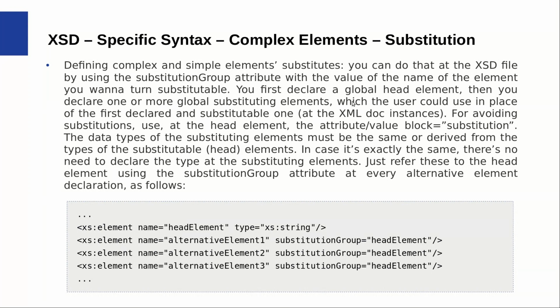So you first declare a global head element. Both the substitutable and the substituting elements must always be global. If not, it won't work. So you first declare a global head element, then you declare one or more global substituting elements which the user could use in place of the first declared and substitutable one.